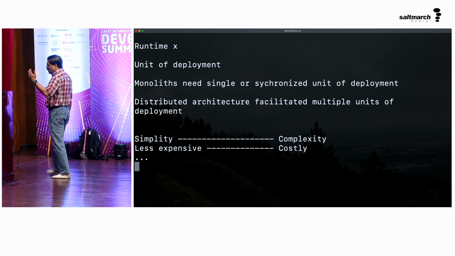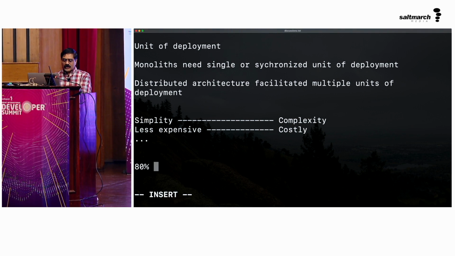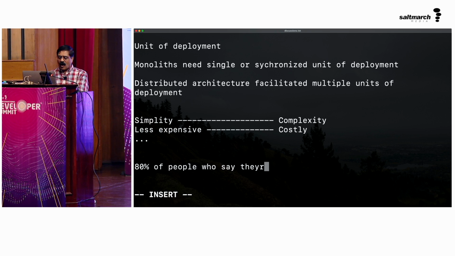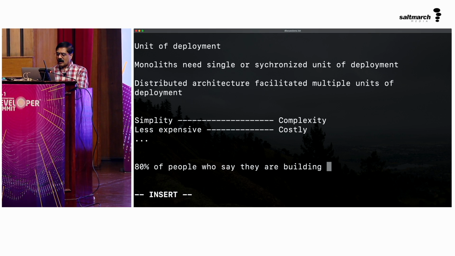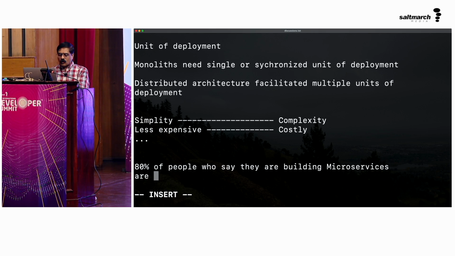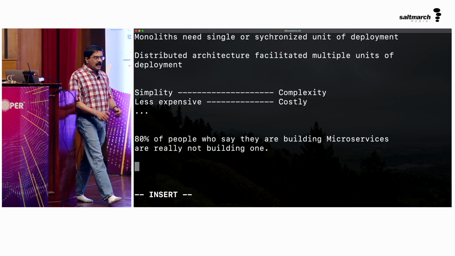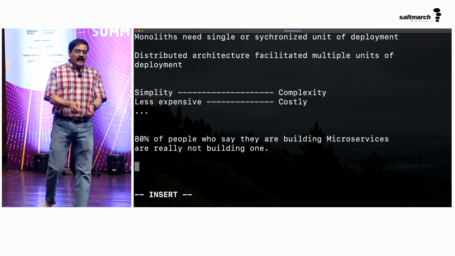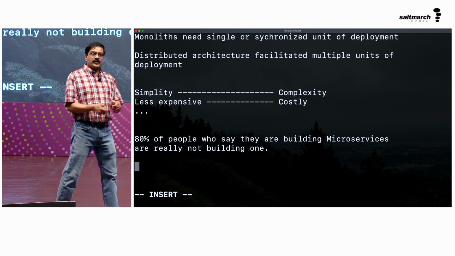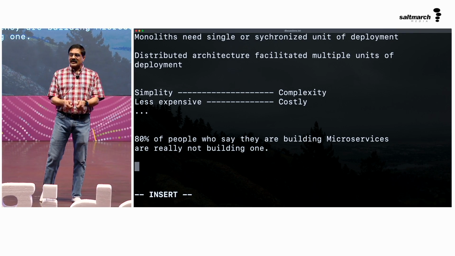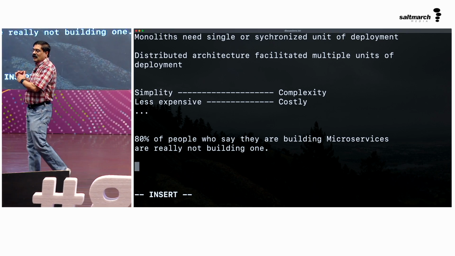It's very dangerous. I was giving a talk in a conference in Poland, and I mentioned during my talk that 80% of people who say they are building microservices are really not building one. And I mentioned this during my talk, and somebody immediately tweeted that. It said, oh, Venkat says 80% of the people who are building microservices are really not building microservices. And somebody replied to the tweet and said, well, he's wrong. That number is 90%.